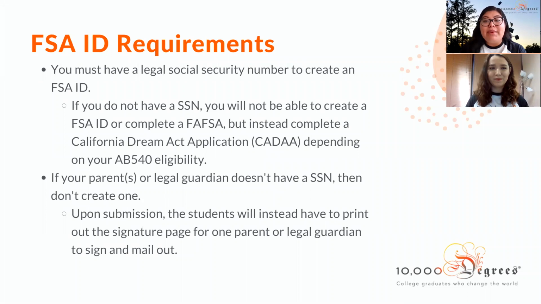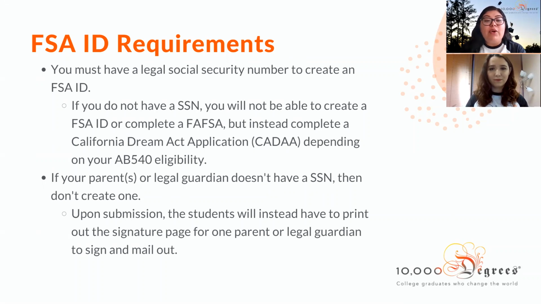So some of the requirements to have an FSA ID are the following. The first and foremost is that you have to have a legal social security number to create an FSA ID. If you're a student that does not have a social security number, we encourage you to please look at the California Dream Act financial aid application, because depending on your AB 540 eligibility, you may be able to submit that financial aid application instead. Without a legal social security number, you will not be able to create an FSA ID or complete a FAFSA application.